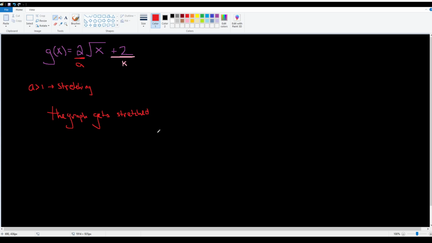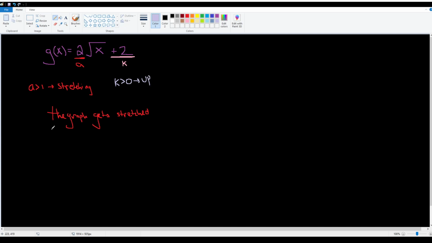Now I don't have to say anything more than that. If you wanted to say the graph gets stretched by a factor of 2 because my a is 2, that's fine. As long as you say the graph gets stretched, that's all that we need. Because there's no h, I don't have to worry about saying if it moves to the left or to the right. But then I move on to my k, and since my k is 2, and again from the previous example, if k is greater than 0, that means it moves up.